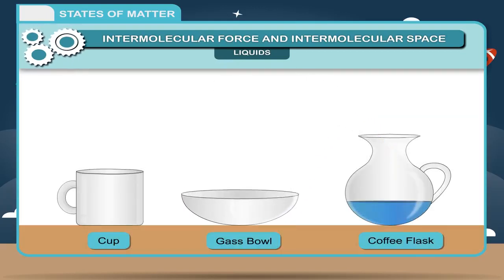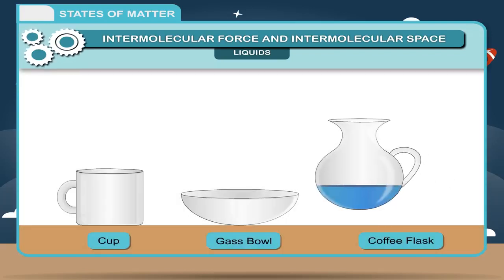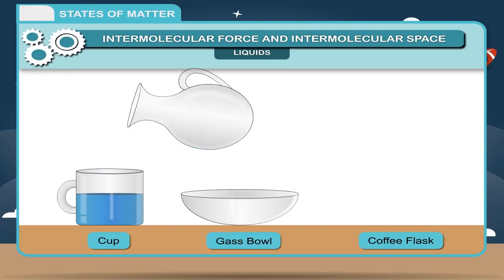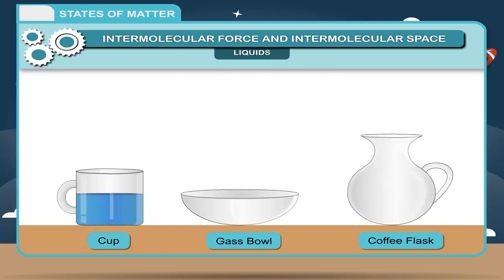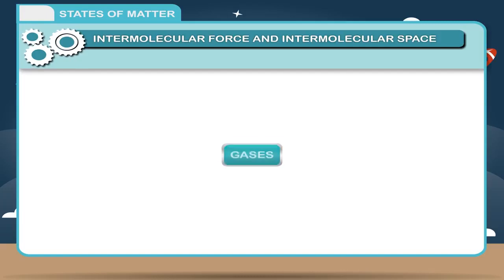You will find that water flows into the flask and takes the shape of the flask with its top surface free and flat. Now, again, pour water from the coffee flask to the cup. What do you observe? The cup again gets filled and the water takes the shape of the cup.